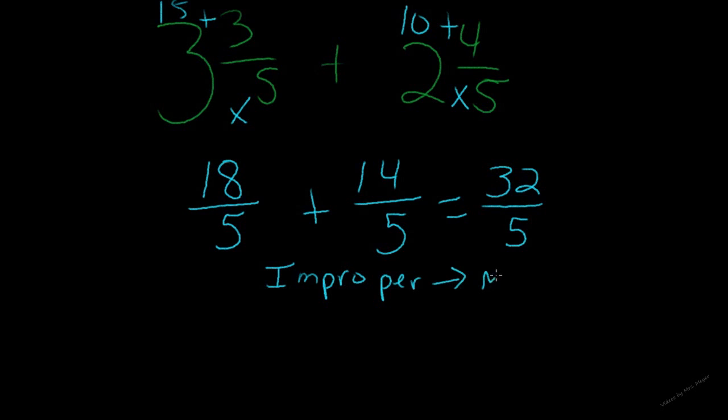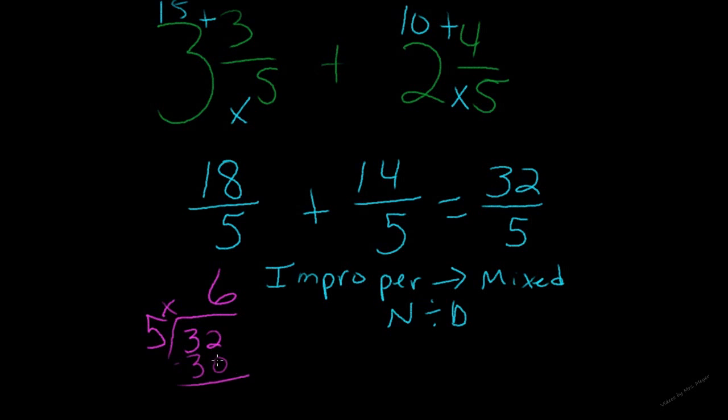And we do improper back to mixed by doing numerator divided by denominator. So we're going to do 32 divided by 5. Numerator 32 divided by denominator 5. How many groups of 5 are going into 32? 6 groups of 5. 6 times 5 is 30. 32 minus 30 is 2.